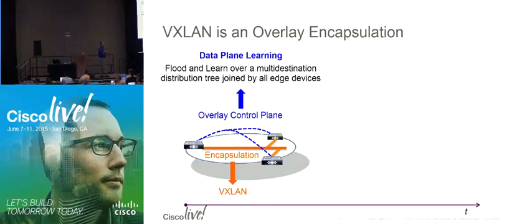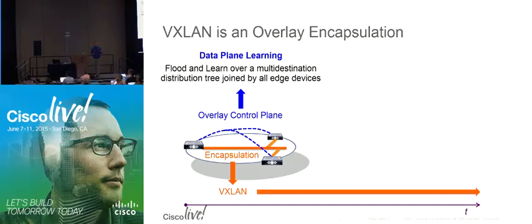VXLAN started as a data plane encapsulation, or it is a data plane encapsulation. Basically it takes a packet, puts a header around it, and sends it forward on top of an L3 network. That's where it started, and with this encapsulation and that data plane, we had data plane learning, or what we also know under the term flood and learn. So I send everything out to everyone, and then I learn if that respective end host responds to me. That's where we start.